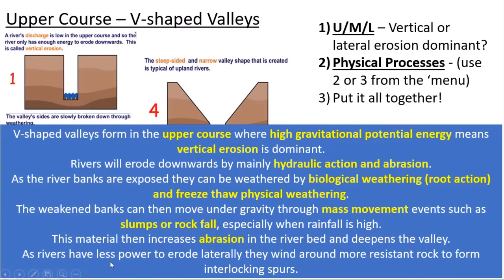As rivers have less power to erode laterally, they wind around more resistant rock to form interlocking spurs. Because we're in the upper course, the power of erosion is vertical. So any harder rock that they can't go through, they will wind around, and that forms these things called interlocking spurs, which look a bit like this, or they look exactly like this.